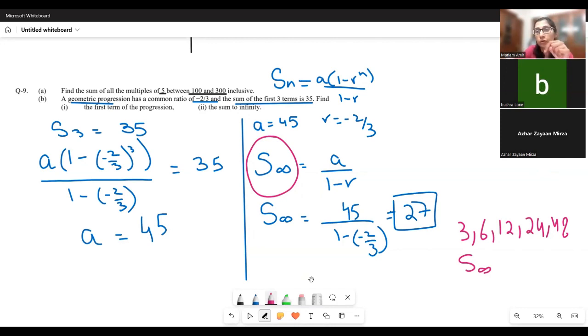So sum to infinity only works when the values are decreasing. And for that, R should be between 1 and minus 1. Or a better way of writing that is modulus of R is less than 1. That means the magnitude of R is less than 1. Okay, so whenever the magnitude of R is less than 1, which it is, that's 2 by 3, only then you can find sum to infinity.